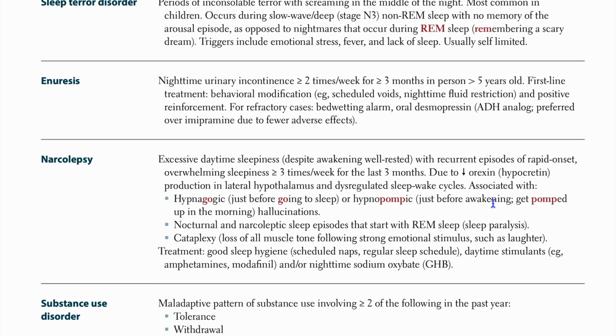Nocturnal or narcoleptic sleep episodes that start with REM sleep, so sleep paralysis. And then there is cataplexy, a loss of all muscle tone following strong emotional stimulus, such as laughter. Yeah, so the important thing here is these three things. Treatment is good sleep hygiene, regular sleep schedule, naps, daytime stimulants, for example, amphetamines or modafinil, and/or nighttime sodium oxybate, GHB. Not sure what that is.